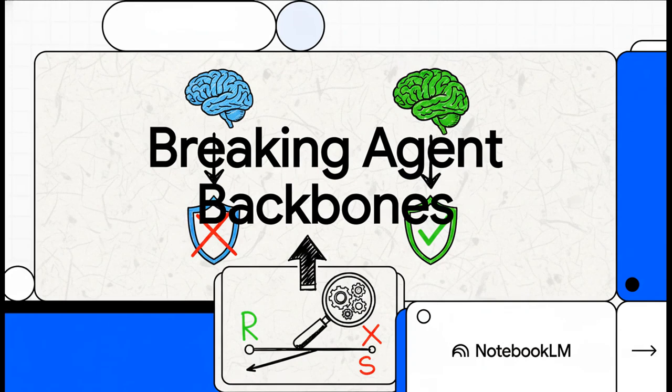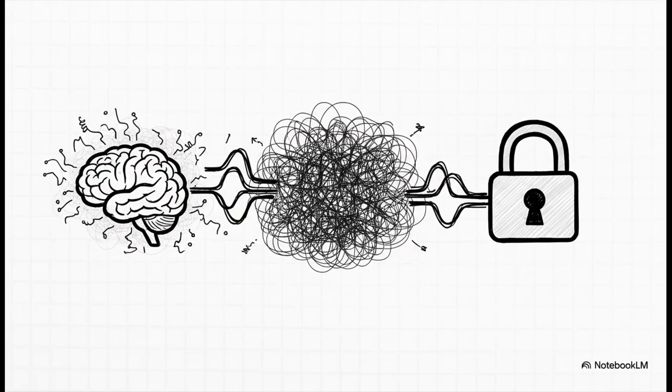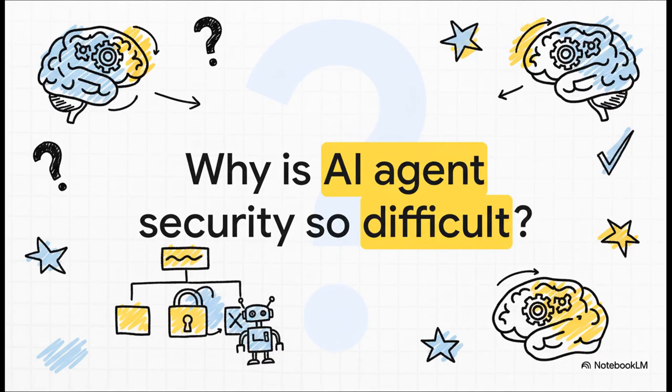Groundbreaking Agent Backbones, evaluating the security of backbone LLMs in AI agents. AI agents combine the vulnerabilities of large language models with conventional software risks. This combination makes security evaluation challenging. It comes down to two primary challenges.